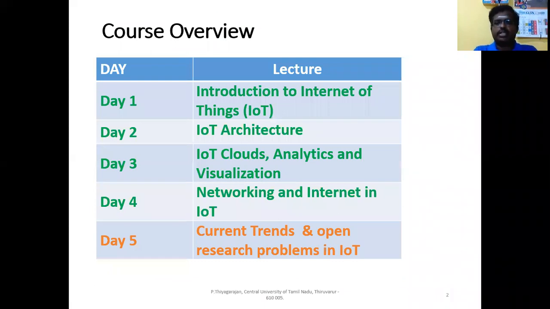Before we proceed, we'll look at the topics covered in the past four days. Day 1, we discussed extensively the introduction of Internet of Things through many examples. On Day 2, we discussed IoT architecture, the characteristics, and each and every component of the architecture in detail. Next, we discussed how analytics and visualization and cloud computing play a role in IoT. Yesterday, we had an elaborate discussion on networking and Internet of Things. Today, we're going to see current trends and open research problems in IoT.